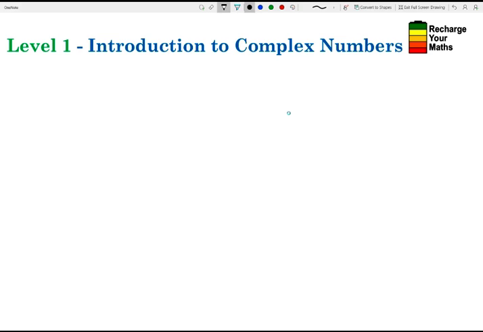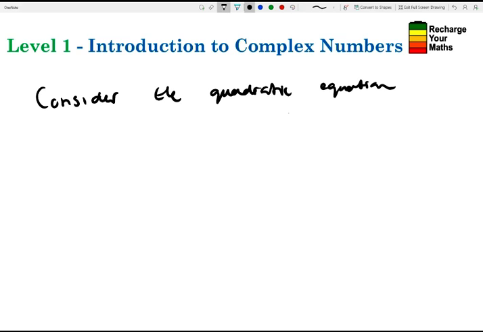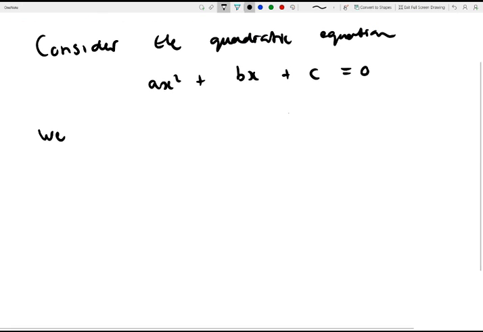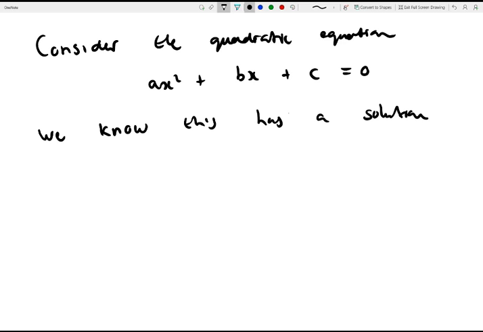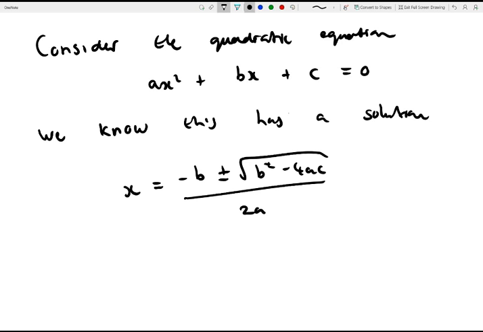We're going to start off today by considering the quadratic equation ax squared plus bx plus c equals 0, and we all know this has solution x is equal to minus b plus or minus the square root of b squared minus 4ac all over 2a, and the bit in the root is what we call the discriminant.